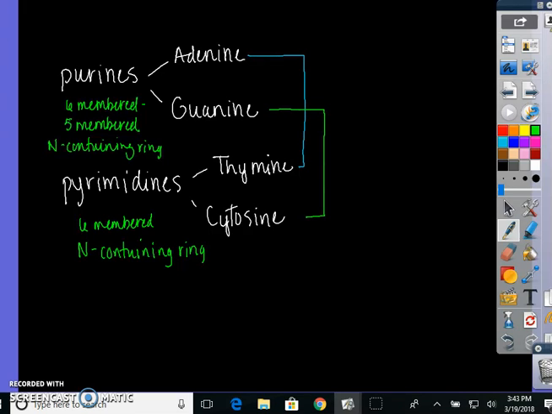Okay, so we talked about the purines and the pyrimidines. It is important that you know the differences between them. Purines bind with pyrimidines, and do know what they look like structurally. And of course, you've been provided with a handout for that.